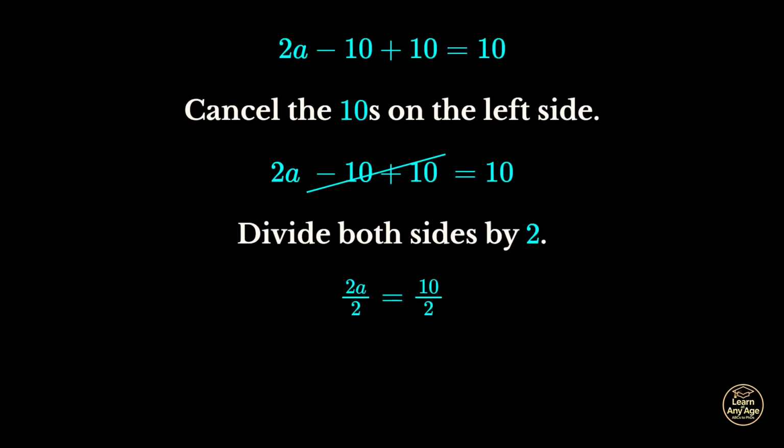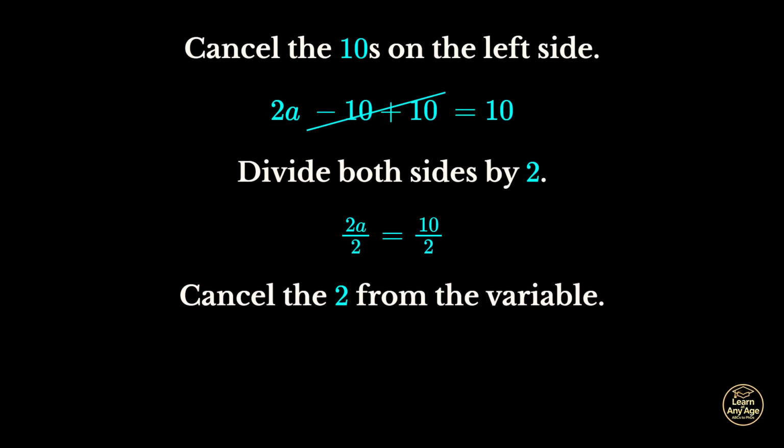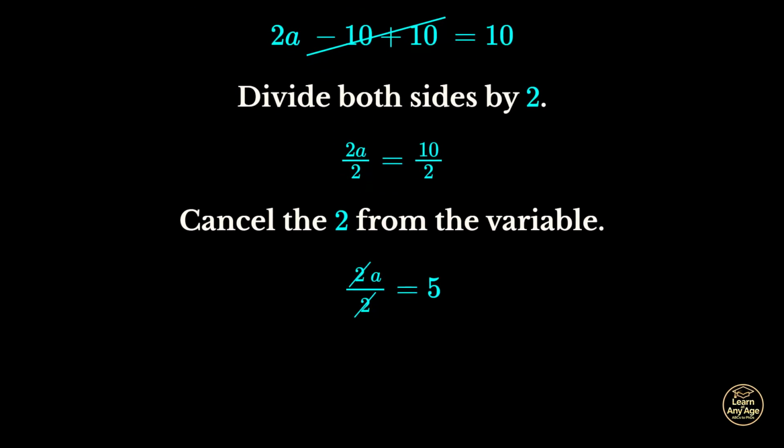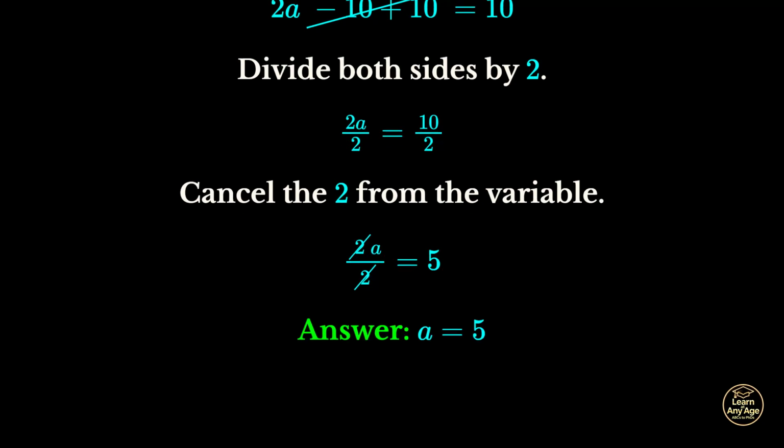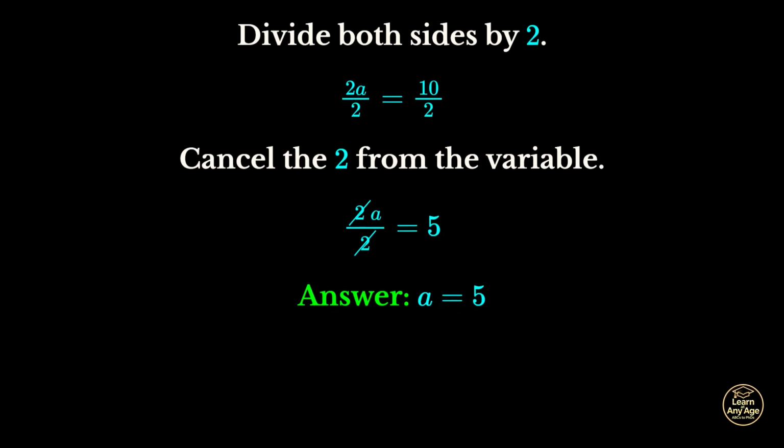Divide both sides by 2. 2a over 2 equals 10 over 2. Cancel the 2 from the variable. 2 cancelled out, a over 2 cancelled out, equals 5. Answer, a equals 5.